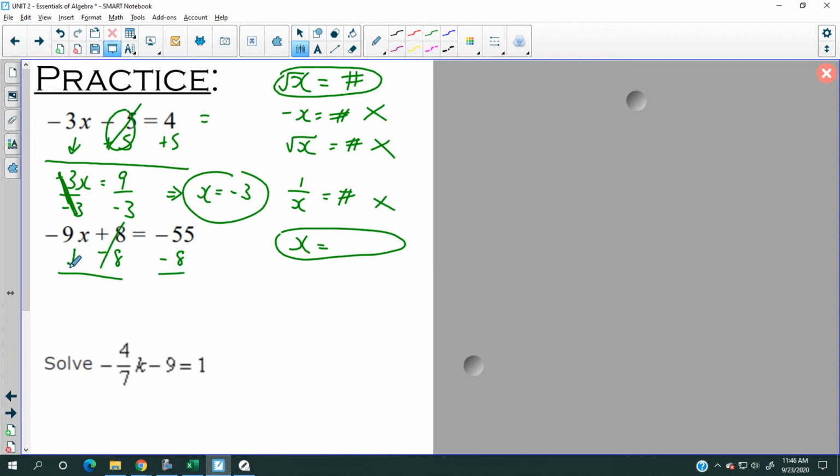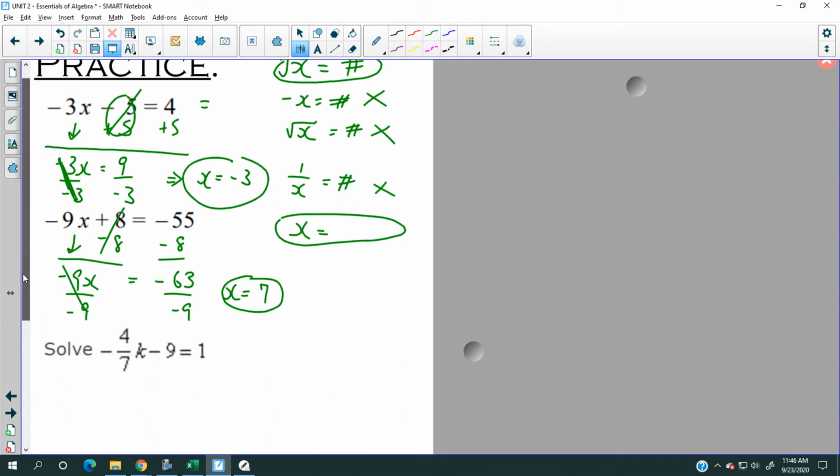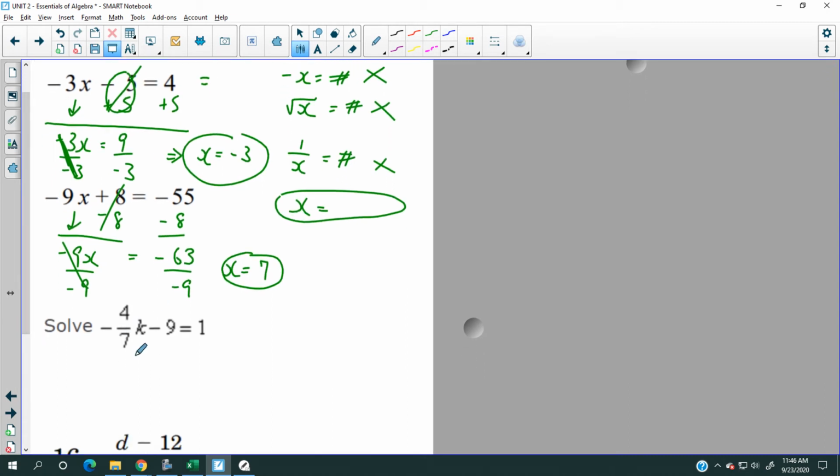Cancels out. Bring down -9x equals -55 minus 9 is -64, no, 63, of course. Divide both sides by -9. X is, cancels out. Negative divided by negative is a positive. 63 divided by 9 is 7. Now this one, I picked this question on purpose. Again, add 9 to both sides.